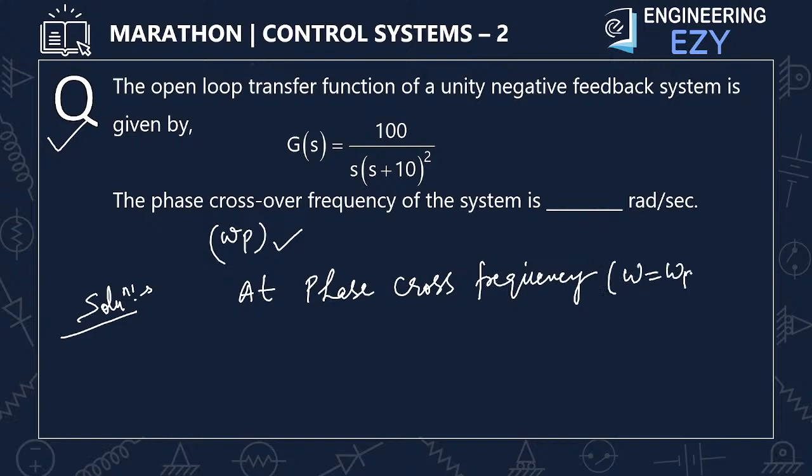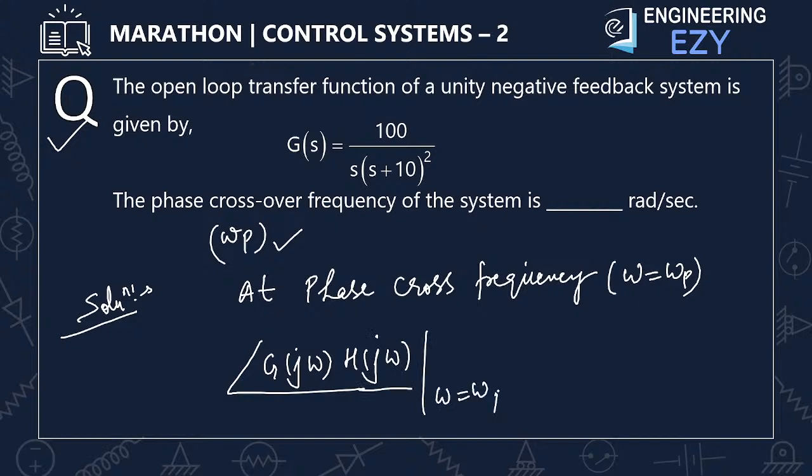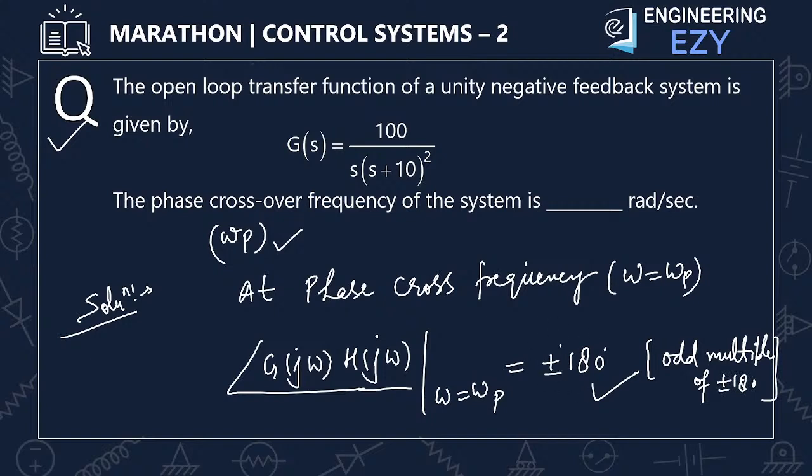So at the phase crossover frequency, omega is equal to omega p, the angle of G(j omega) H(j omega) must be equal to minus 180. If you use this formula, you can give the answer as an odd multiple of 180. Either you write plus 180 or plus minus 180, both are correct. Now you can give the answer.